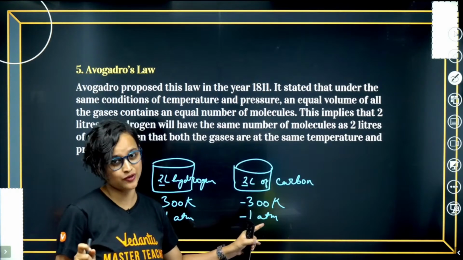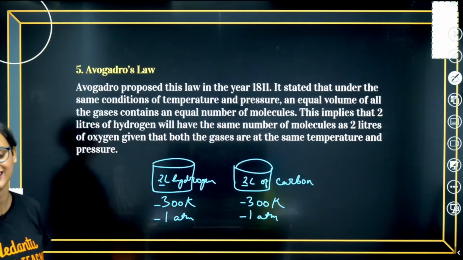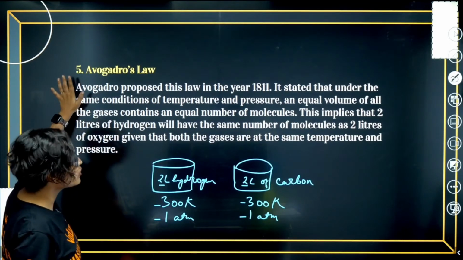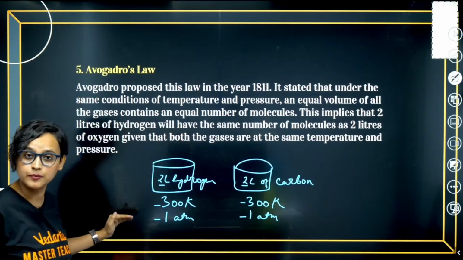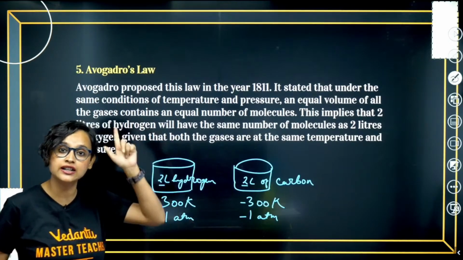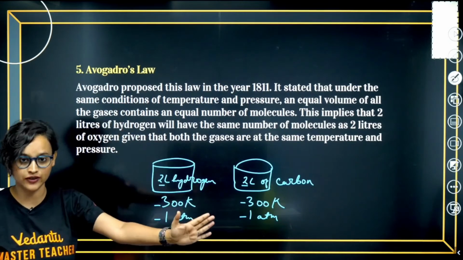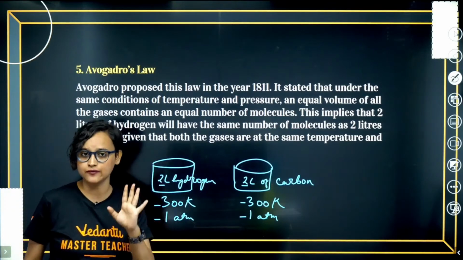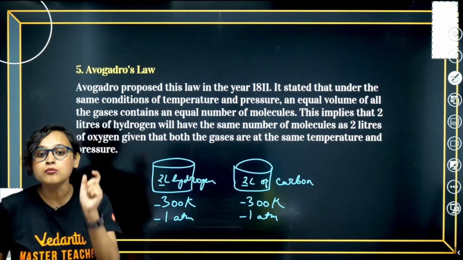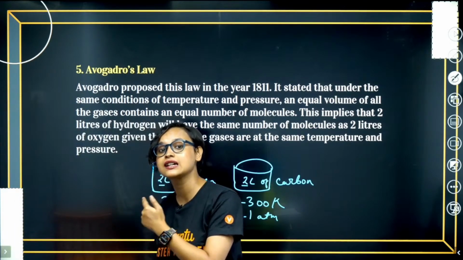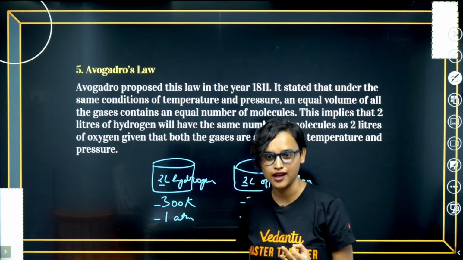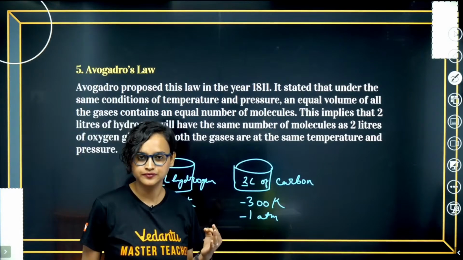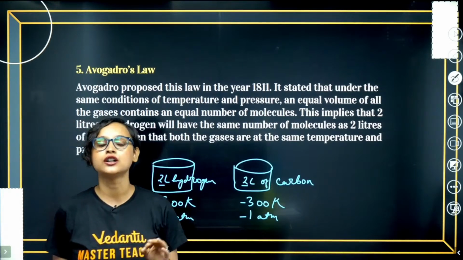Isn't it beautiful? It is beautiful. I really like this law. It's amazing. Of course, you don't fall in love with one law, but what it means is, see, now read this. It's stated that under the same conditions of temperature and pressure, 300 Kelvin, 300 Kelvin, 1 atmospheric pressure, 1 atmospheric pressure, if they have equal volume, 2 liter, 2 liter, then the number of molecules that the gases contain will also be same. Get it? Beautiful, isn't it? So that's what Avogadro said.